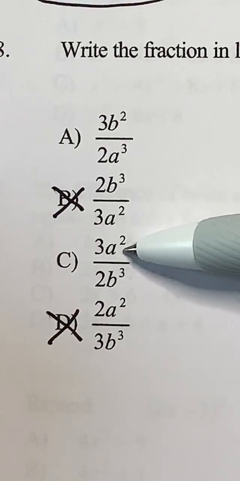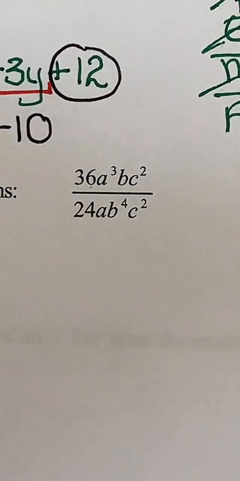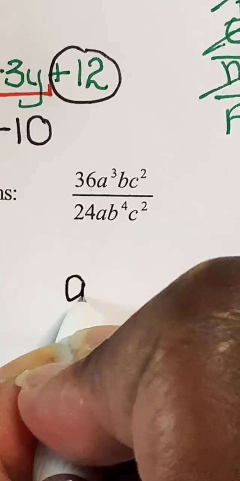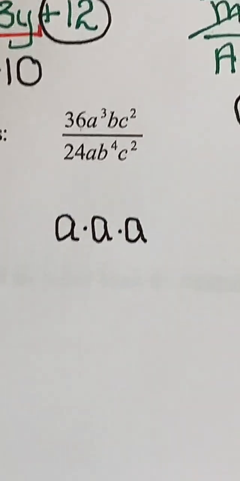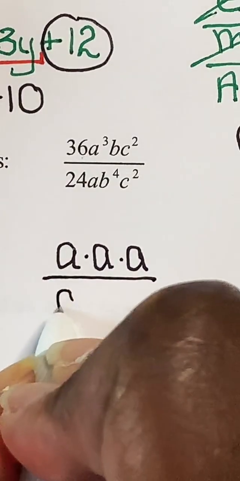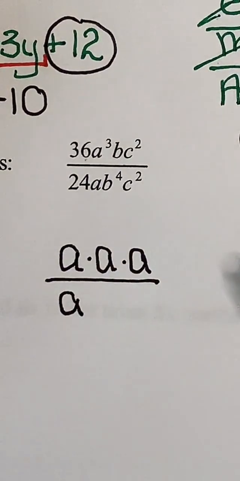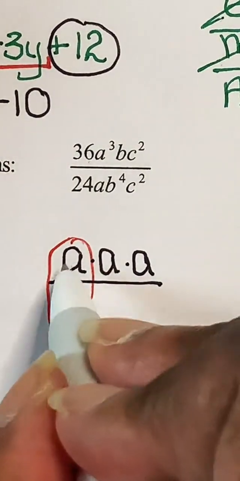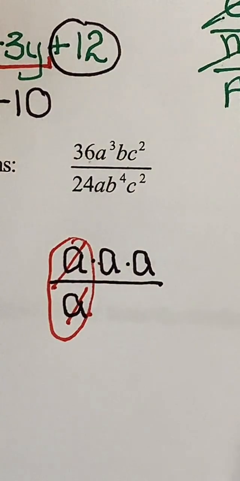Now, taking a look at a and c, what's different? This one is telling me I have my b squared in the numerator. This one is saying I have a b cubed in the denominator. This one is saying my a to the third is in the denominator. This one is saying a squared is in the numerator. Let's take a look. In the numerator, there are 3 a's. A times a times a. In the denominator, there is 1 a.